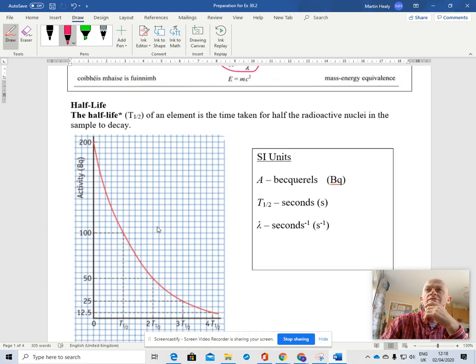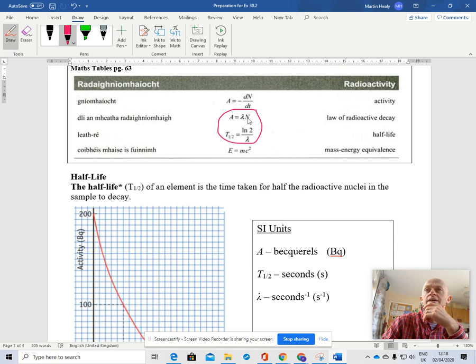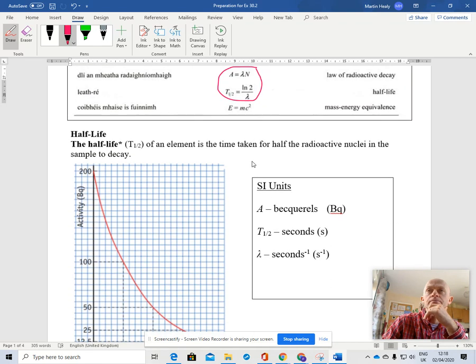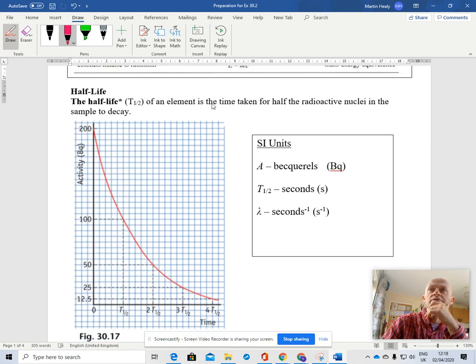Now then we have N, the number of atomic nuclei, the number of nuclei present in a sample, and then lambda relates A to N. It's called the decay constant. And again, it'll just be called that in a question. Then T1/2 is the half-life, the time taken for half of the radioactive nuclei to decay.